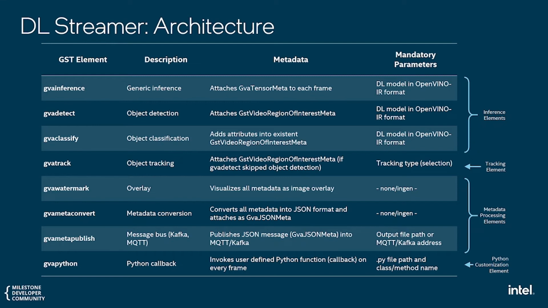GVA MetaPublish enables you to save metadata as a file or push the metadata stream in real time to the Apache Kafka platform to be transmitted by a Kafka stream. You can also format it into the MQTT protocol and make an upstream through TCP/IP to a Kafka broker. Last one, GVA Python inserts custom Python functions into the pipeline, thanks to which you can invoke your own Python-based functions on every frame.